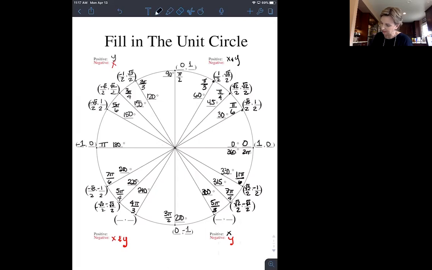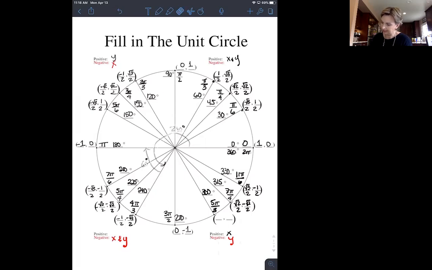All right. Next, we're going to head down here to our 240-degree angle, because that has a reference angle of 60. Okay, so we're going to take that same thing, 1/2 and the square root of 3 over 2. Only in quadrant 3, they're both negative. So negative 1/2, negative square root of 3 over 2.